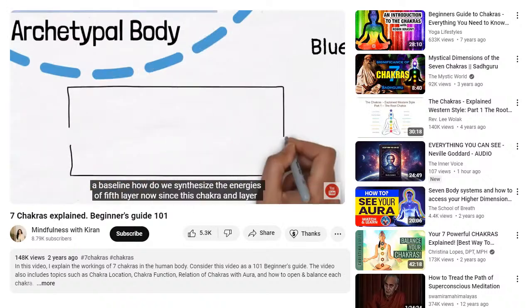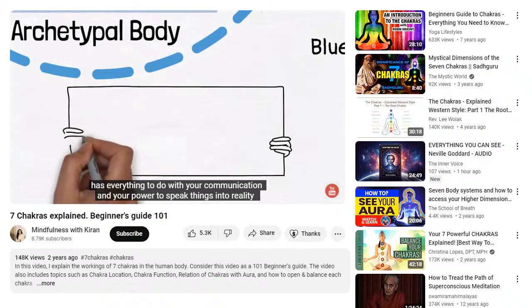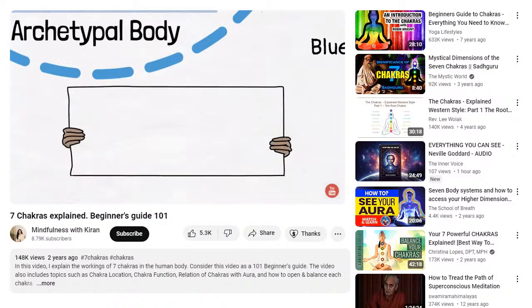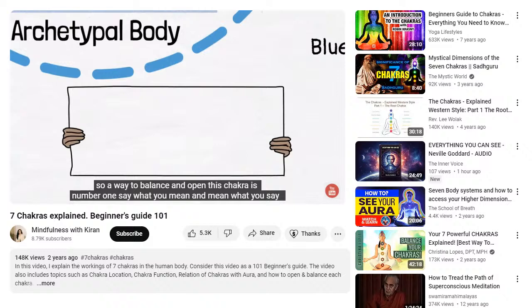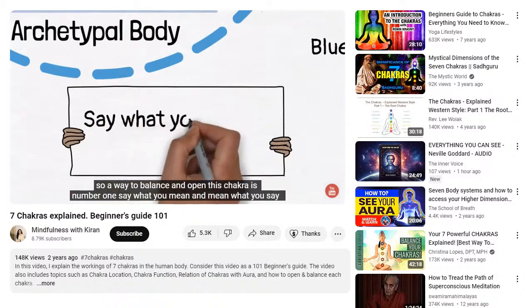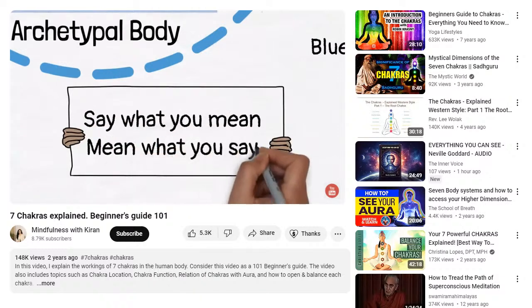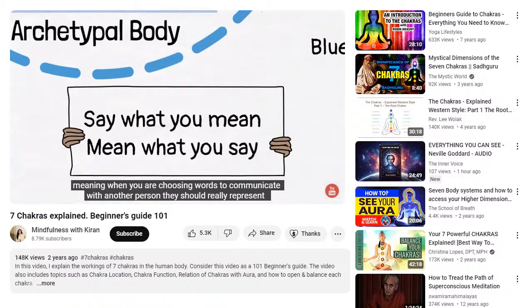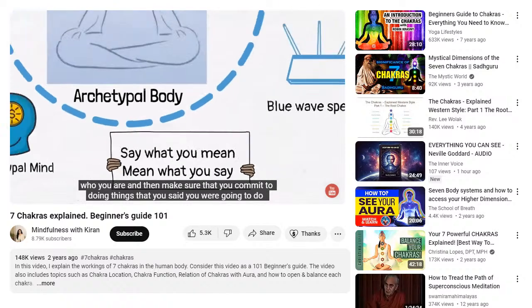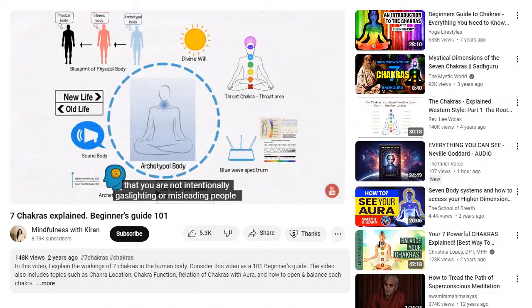Now, since this chakra and layer has everything to do with your communication and your power to speak things into reality, a way to balance and open this chakra is, number one, say what you mean and mean what you say. Meaning, when you are choosing words to communicate with another person, they should really represent who you are. And then make sure that you commit to doing things that you said you were going to do, that you are not intentionally gaslighting or misleading people. And at this level and at this layer, you really start to become true to yourself and you communicate with others from that vantage point.